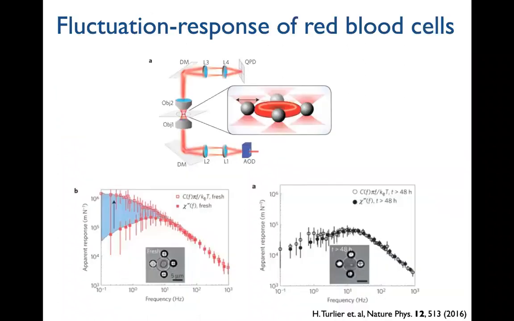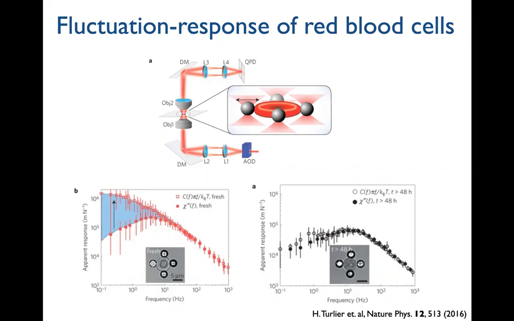So, what is really an appetizer: what a good research group did was to trap one single red blood cell. In reality they don't trap the cell, they trap four particles with lasers that are attached to this red blood cell. And then they look at how these particles vibrate in time.